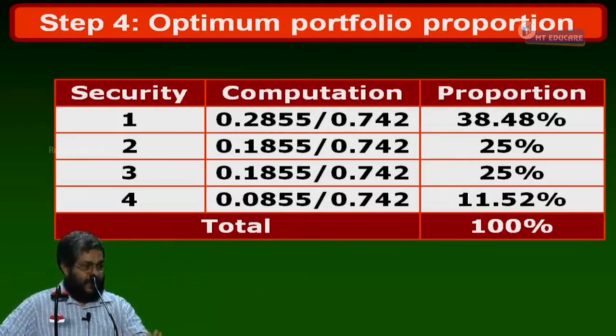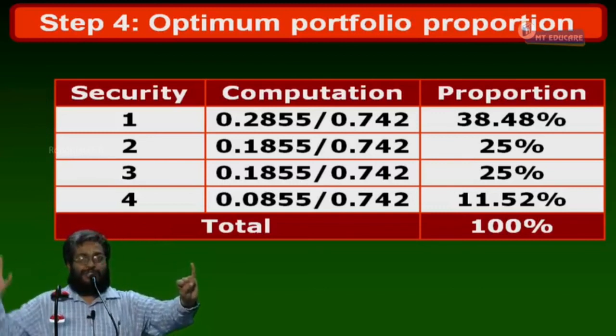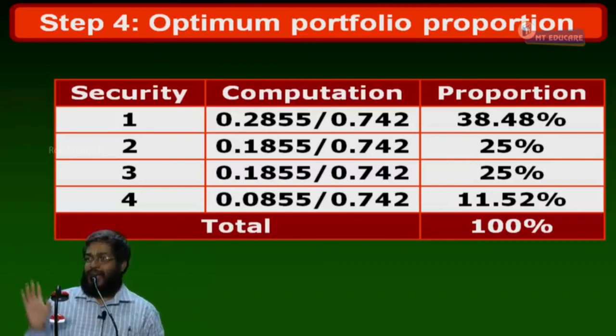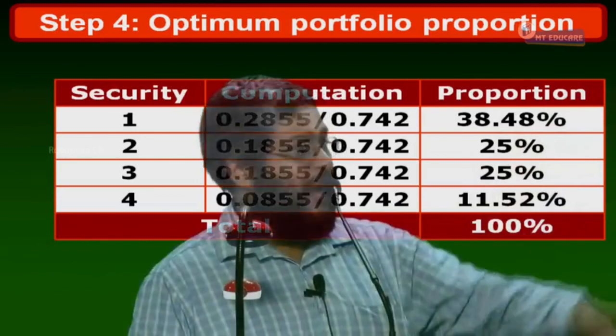Five steps in optimum portfolio construction, learn them by heart. Step number 1 is what? Reward to volatility ratio. What is the ratio? Ri minus Rf divided by beta. Number 2: arrange in the descending order of that ratio. Step 3: cutoff point. Tell me the formula for cutoff point.